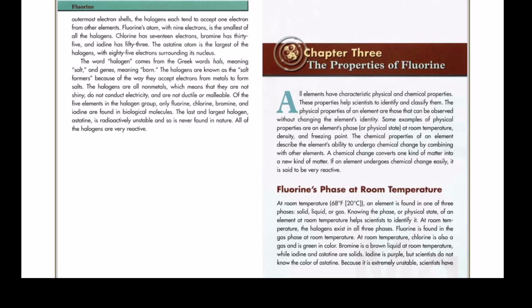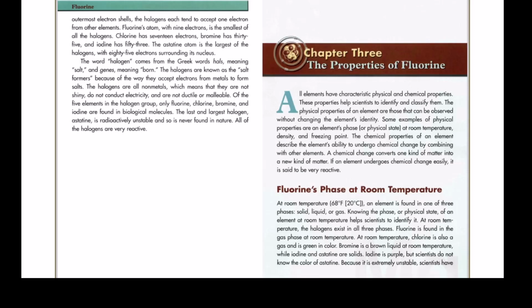The physical properties of an element are those that can be observed without changing the element's identity. Some examples of physical properties are an element's phase or physical state at room temperature, density, and freezing point.